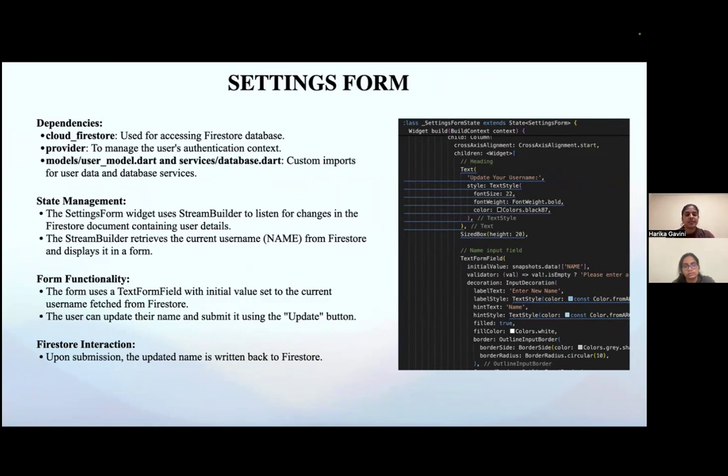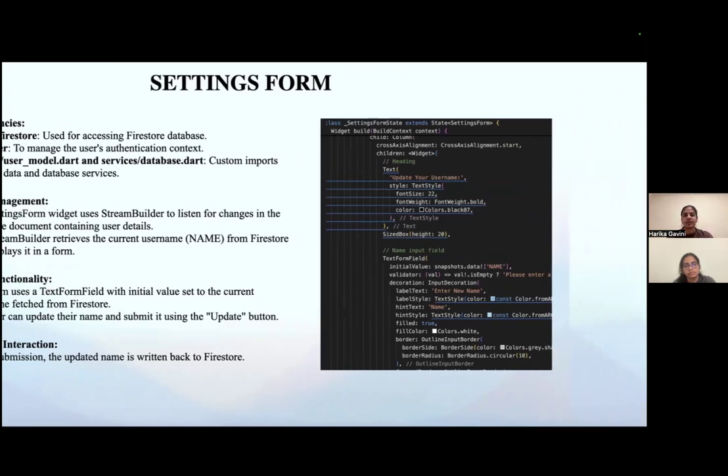And in the state management, the settings form widget is using a stream builder to listen for changes in the Firestore document. This retrieves the current username from Firestore and displays it in the form on the top. The form functionality uses a text form field with the initial value set to the current name fetched from Firestore. When we update it and click on update, we can view the new updated name. And with the Firestore interaction, upon submission, the updated name is written back to Firestore.